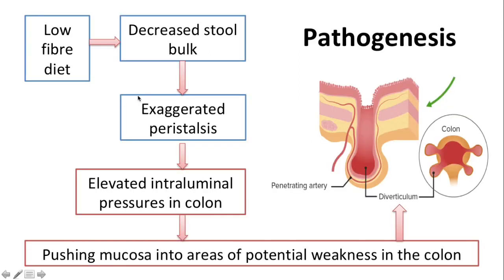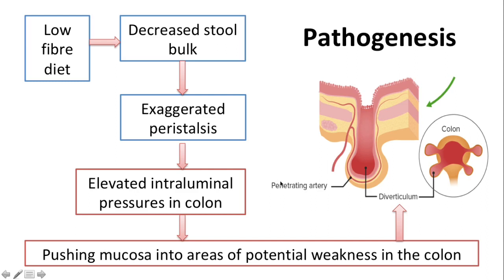So low fiber diet leads to a decrease in stool bulk, which then results in exaggerated peristalsis in order to propel the stool from proximal to distal part of the colon. And this exaggerated peristalsis leads to elevated intraluminal pressures in the colon, which then pushes mucosa into areas of potential weakness in the colon, forming a diverticulum.